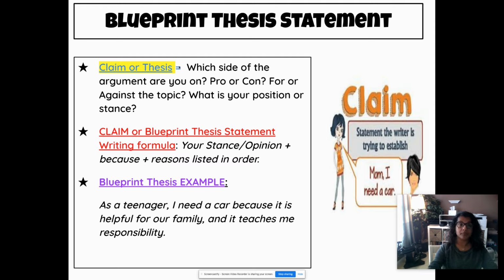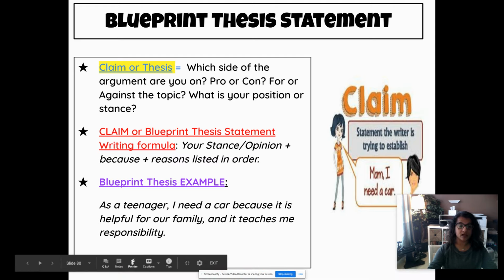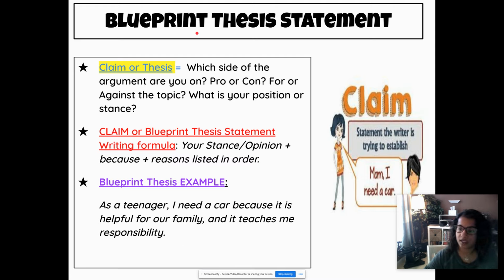I call it a blueprint thesis statement because when I think of an architect who is trying to build your house, they have a blueprint full of plans where they've sketched out where your closet's going to be, where your kitchen's going to be, all that good stuff. And it's kind of like that plan. Well, the blueprint thesis is also that plan for writing. So I call it a blueprint thesis statement. If you want to just call it a thesis statement, that's fine.